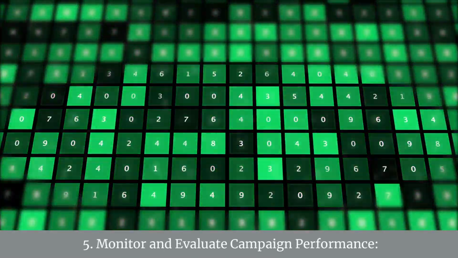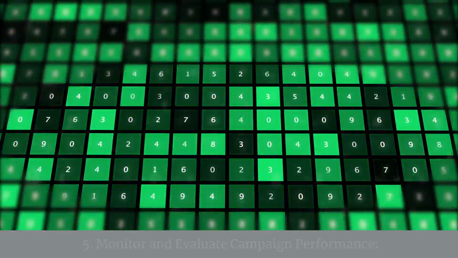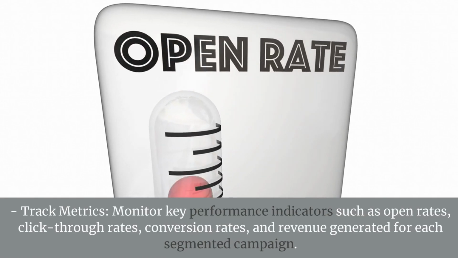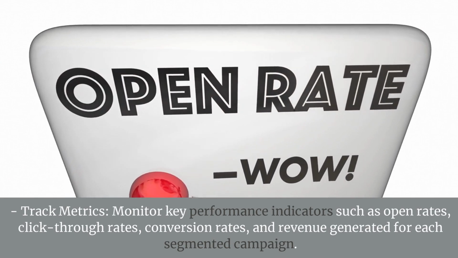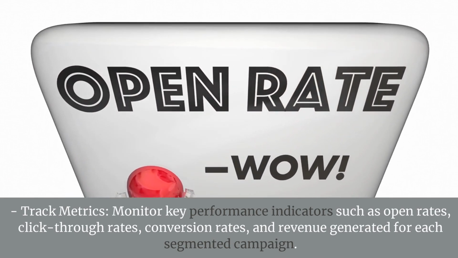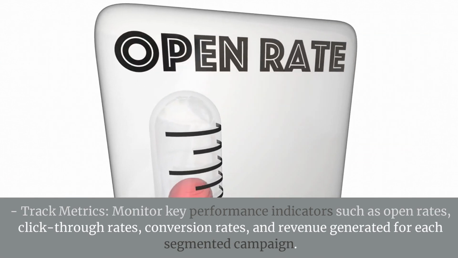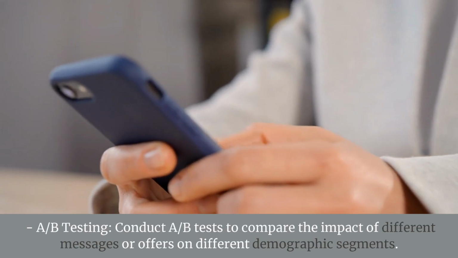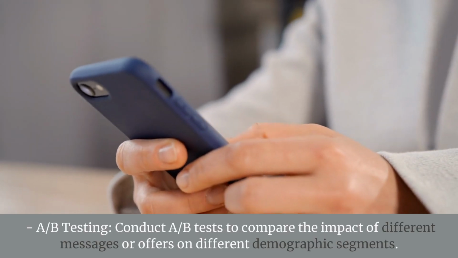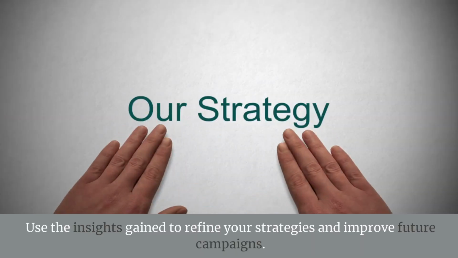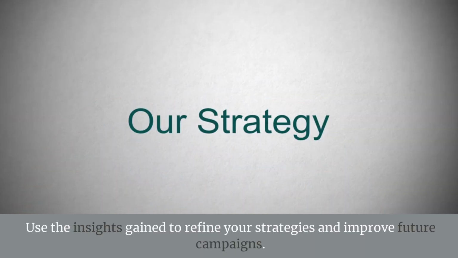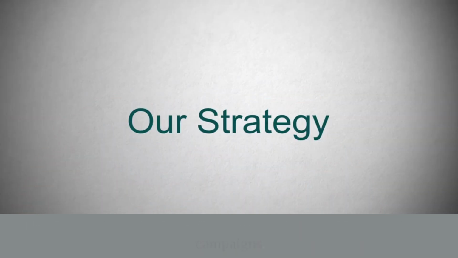5. Monitor and evaluate campaign performance. Track metrics. Monitor key performance indicators such as open rates, click-through rates, conversion rates, and revenue generated for each segmented campaign. A/B testing. Conduct A/B tests to compare the impact of different messages or offers on different demographic segments. Use the insights gained to refine your strategies and improve future campaigns.